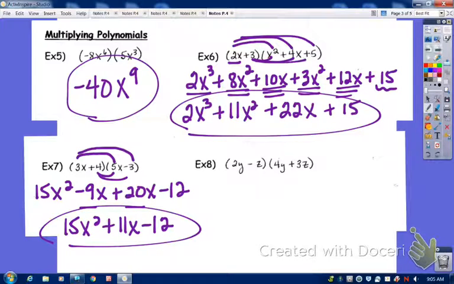All right, example 8 is a binomial times a binomial. You can use the FOIL method, but we're still just distributing. So we take the 2y and we multiply it times everything in the second parentheses. 2y times 4y is 8y squared. 2y times 3z. Now we can't multiply y times a z because the variables are different. So we'll just push them together in alphabetical order. So 2y times 3z. 2 times 3 is 6. So you'll have a plus 6.